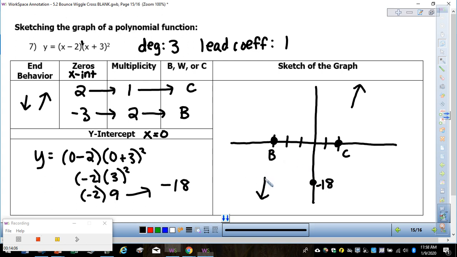Okay, so now let's go ahead and start to connect it. So it's going to bounce. It has to turn around so that it can go through that y-intercept.